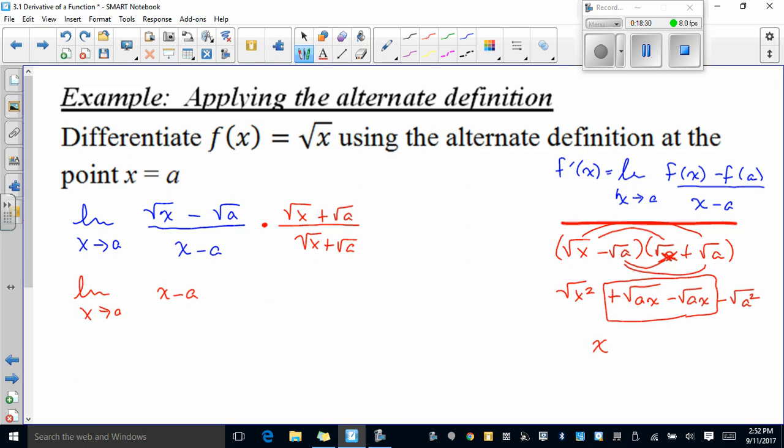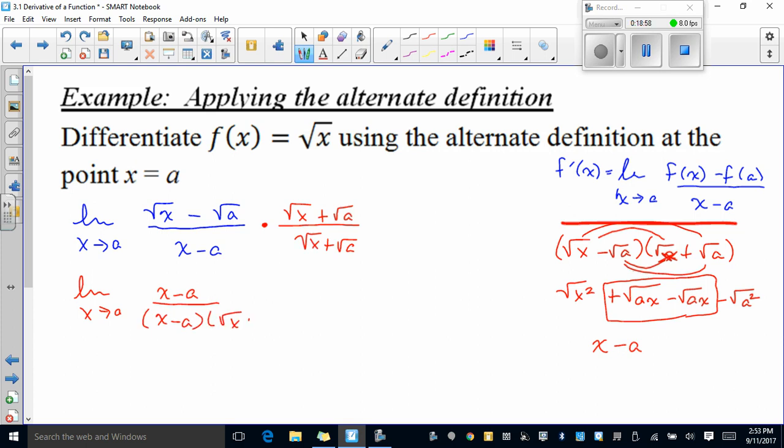But this is a difference of squares. This will work every single time you multiply by the conjugate. The conjugate is this guy rewritten with the opposite sign in between. So now I have x minus a over x minus a times square root of x plus square root of a. These two guys are going to cancel out. Don't forget you have a 1 on top.